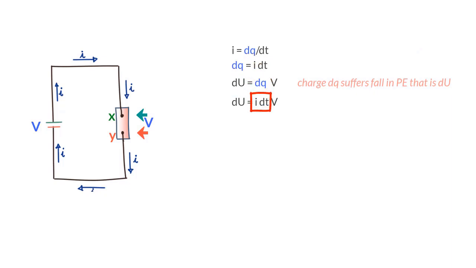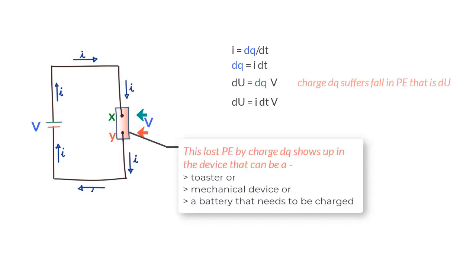But if this charge dq has suffered a fall in energy, this energy should show up somewhere per the law of conservation of energy. This lost potential energy shows up as energy in the attached device. This energy could either heat up your toaster that may contain a resistor, or rotate the shaft of a motor to lift a heavy load, or even provide the chemical energy to a discharge cell.